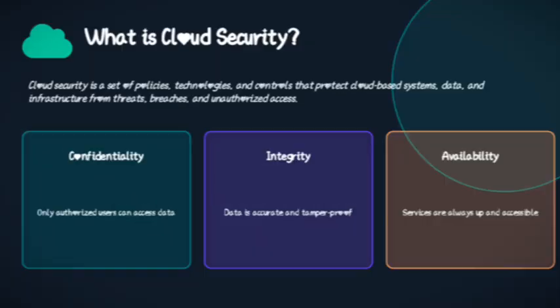Cloud security is a set of policies and technologies that protect cloud systems and data. It is based on three principles: confidentiality, which restricts data access to authorized users only; integrity, which keeps data accurate and tamper-proof; and availability, which ensures services are always accessible.